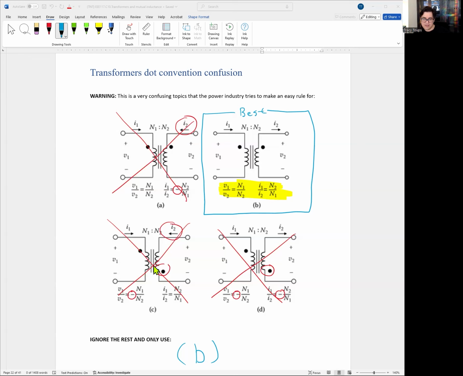Then when you go over here and put the dot on the wrong side, now you've got to put a negative on the voltage because you're flipping polarity. And then when you put the dot on the wrong side and then you put the current out, now you're throwing in more negatives. All this is, again, stupid and confusing.